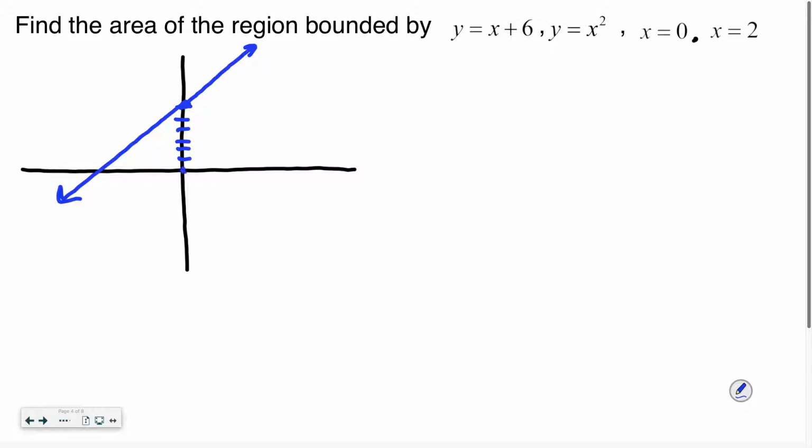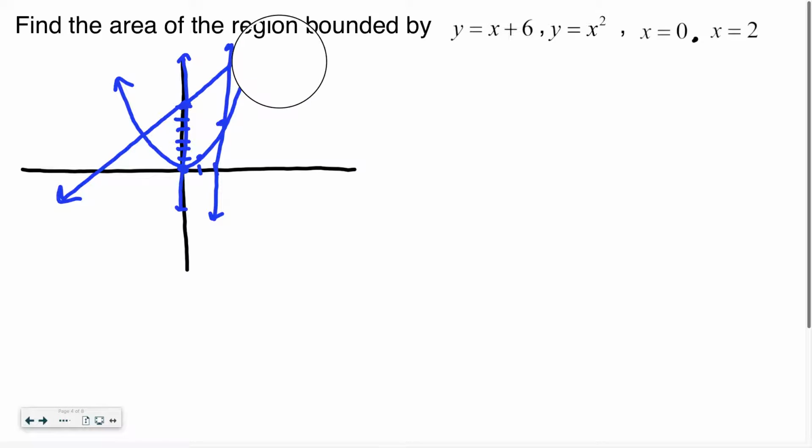Okay. Then we have the graph of y equals x squared. But then we only want it, and then we have x equals 0 and x equals 2. Okay? So we can kind of erase out the part of the picture that's not necessary anymore, like this right here. And this right here.